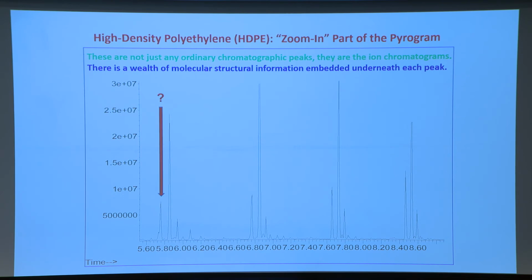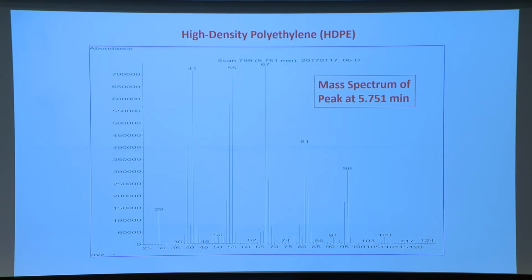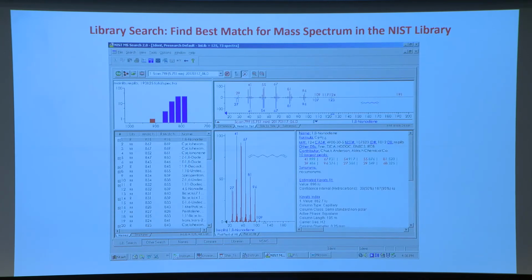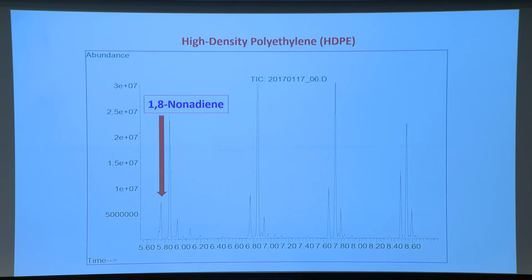So we go to the first peak. We get the mass spectrum and send it to the library. We get a spectrum of the unknown peak, and we have a matched spectrum in the library. So we call it 1,8-nonadiene. We call it that, and then we continue this process to identify all peaks in the chromatogram.